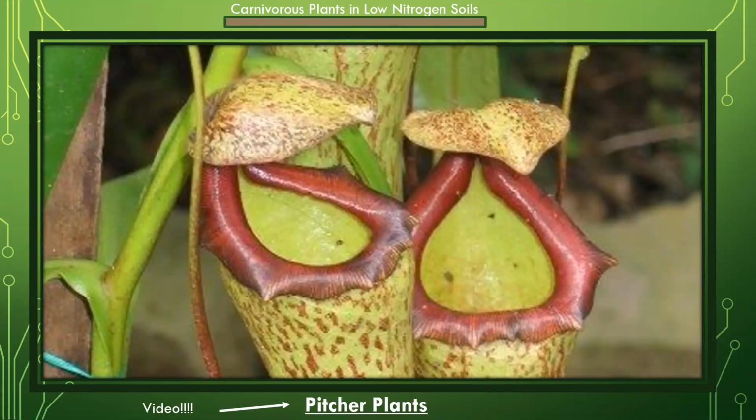And so how do most other organisms get nitrogen? They eat other organisms. They eat plants. They eat other herbivores or other mammals, things like that. And so carnivorous plants are plants that have adapted to low nitrogen soils by learning to eat other organisms in a way to get their nitrogen. So they become predators just like us.